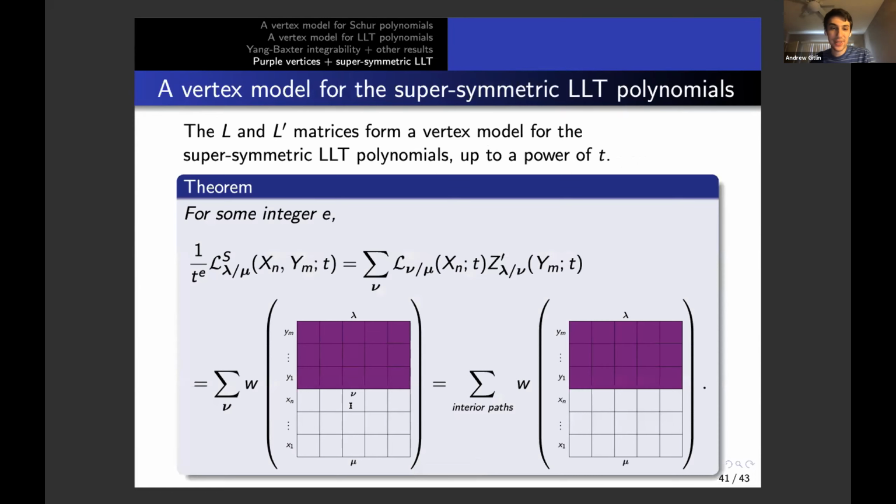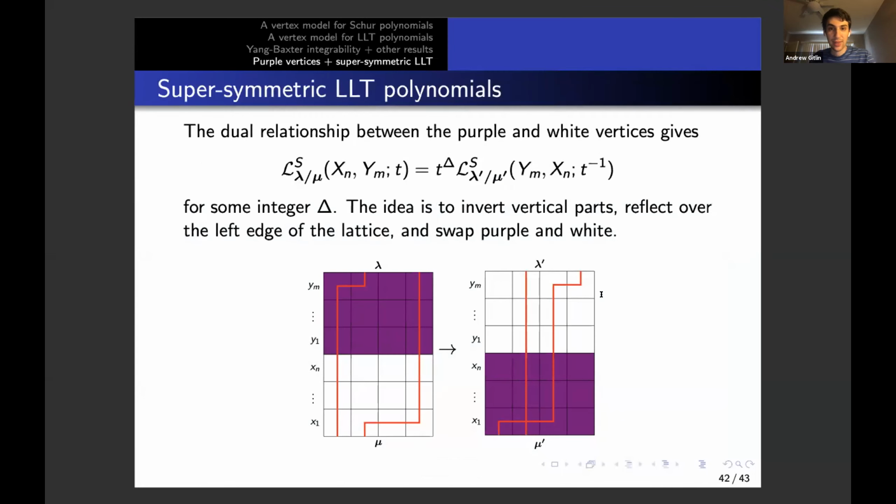Okay, so it turns out that the purple and white vertices form a vertex model for the supersymmetric LLT polynomials up to a power of t. Namely, if I look at all configurations with white vertices on bottom and purple vertices on top, and then I sum over all valid configurations, that will give me the supersymmetric LLT polynomial. We also have a way to convert between the purple and the white vertices, namely inverting vertical parts, reflecting over the vertical axis. That process lets me convert a white vertex to a purple vertex.